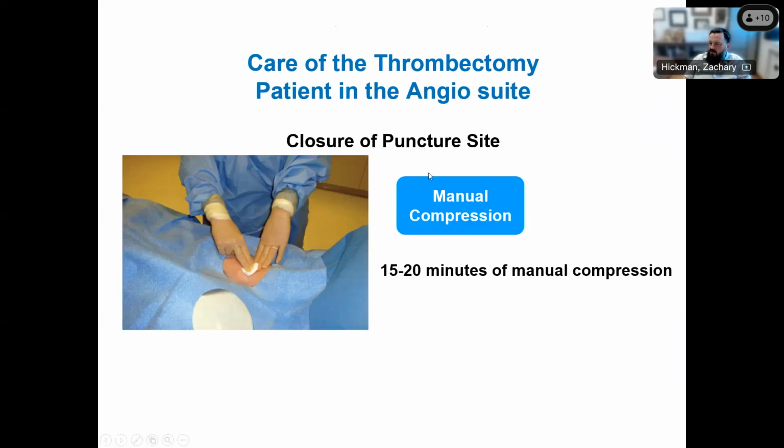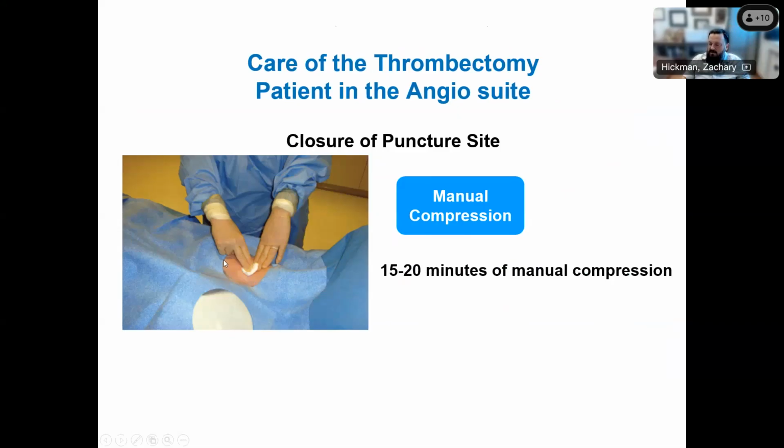So, closure of the puncture site. Manual compression is still kind of the old school way. Now they use a lot of closure devices, but there are still times when you have to do manual compression. You have to do 15 to 20 minutes really of manual compression to close the puncture site. And I know Dr. Shore and the cerebrovascular folks will show our PAs, those that haven't been shown how to do manual compression, or one of the other PAs will show them.